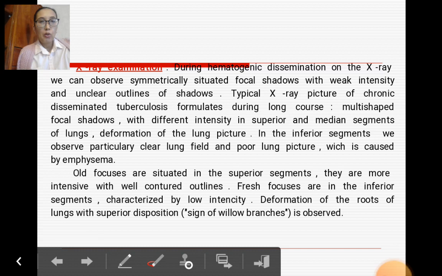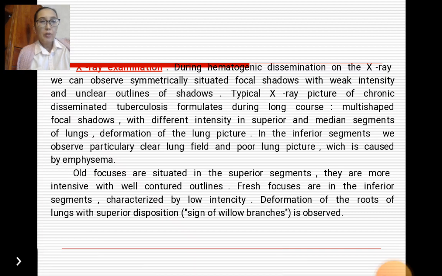Multi-shaped focal shadows with different intensity in the superior and median segments of the lungs. Deformation of the lung picture. In the inferior segment, we observe a particularly clear lung field and poor lung picture caused by emphysema. All focuses are situated in the superior segment. They are more intense with well-contoured outlines. Fresh focuses are in the inferior segment, characterized by low intensity, deformation of the roots and lungs with superior disposition. Signs of willow branches are observed.